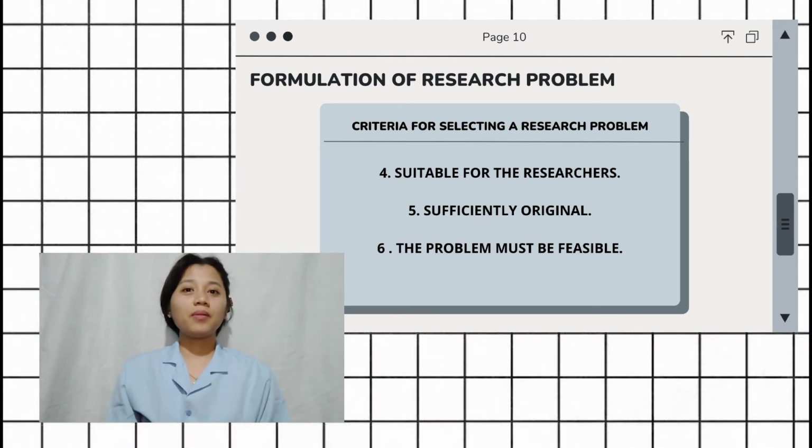Number 6, problem must be feasible. The selected problem must be well attended to meet solutions that shows facts, proofs, and evidence.